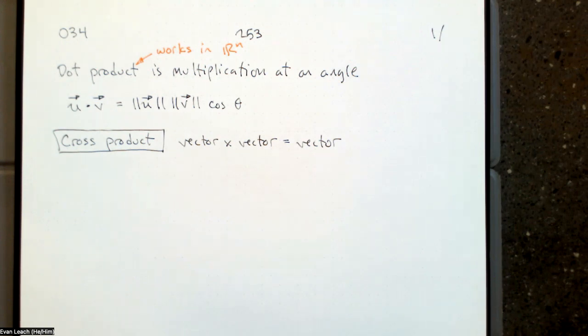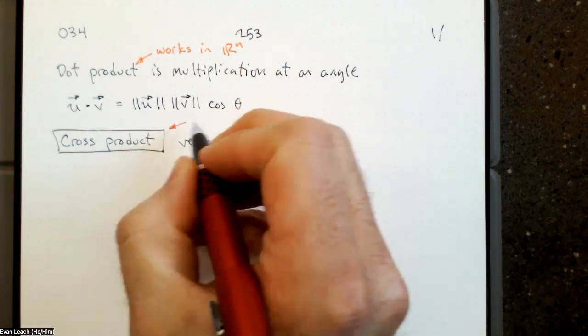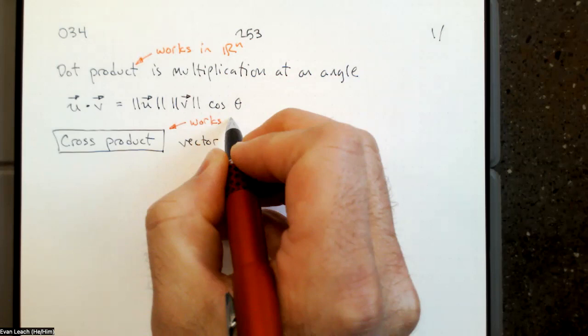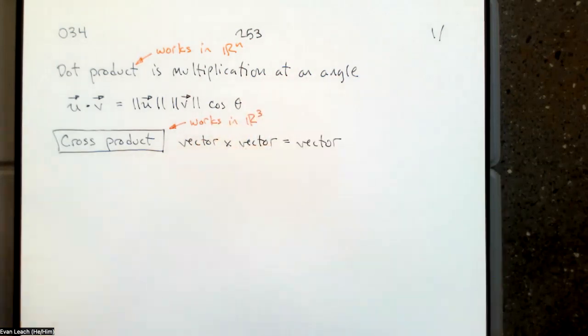Cross product is a little bit more specialized. With the cross product, we have a vector multiplied by another vector, and we get a vector. All of our thinking around the cross product is going to restrict it to R3. So the cross product is going to be specialized for R3. Dot product is more general, works everywhere, and means the same thing everywhere. Cross product is going to be an R3 thing.